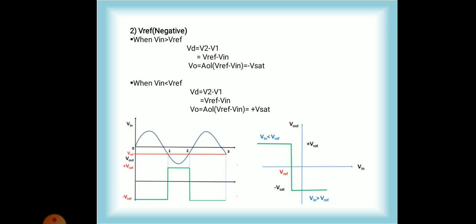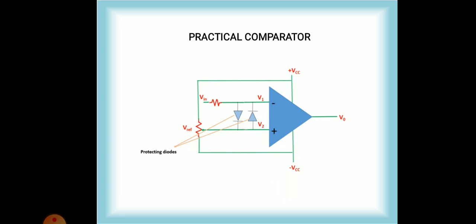Here Vin is less than V reference and V reference is negative. When Vin is less than V reference, the output voltage will be plus V saturation, and when Vin is greater than V reference, the output voltage will be minus V saturation, which is shown in the transfer characteristic graph. Now, the above are the examples of ideal comparator.